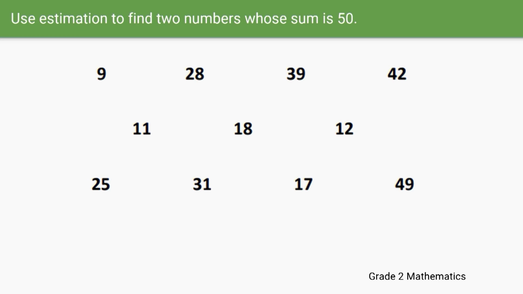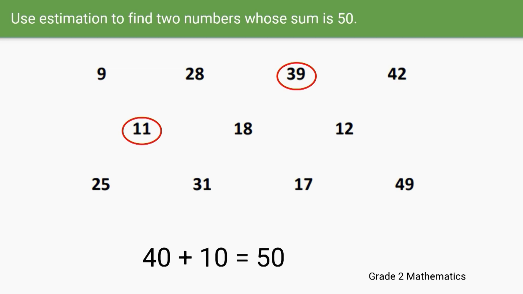What if we started with 39? It's really close to the benchmark number 40. I only need 10 more to get from 40 to 50. Do you see a number that is close to 10? Did you say 11? You are right, 11 is really close to our benchmark number 10. So I estimate that 39 and 11 are about 50, because 40 plus 10 equals 50.